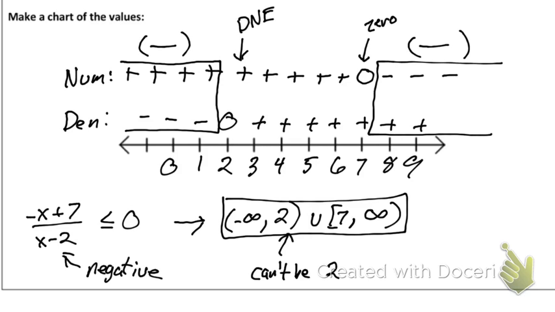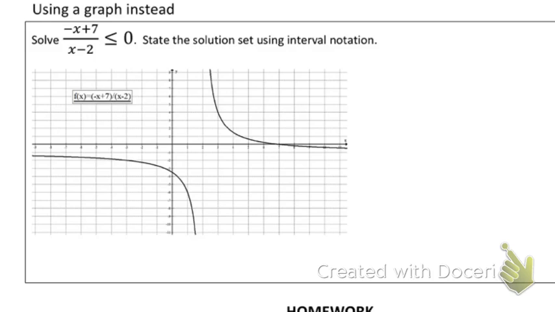Let's just say you actually graphed it. That's what I have on the next page. If you actually graphed it, negative x plus 7 divided by x minus 2, and you came up with a really nice accurate graph, you would just have to put a line at y equals 0 and ask yourself, where's that graph less than that line, or lower than that line? That'd be all of this and all of this. Note that we do have a vertical asymptote at 2.